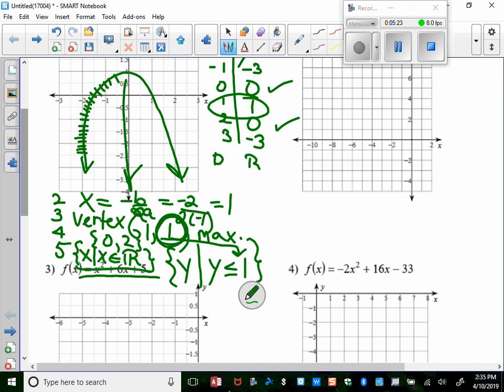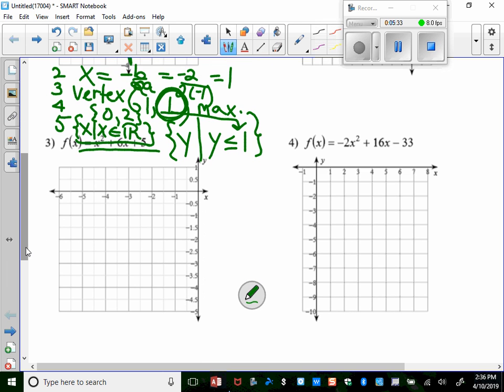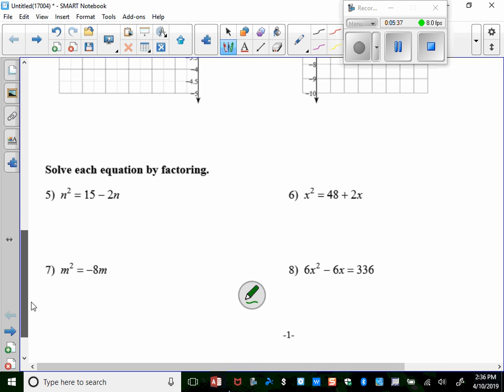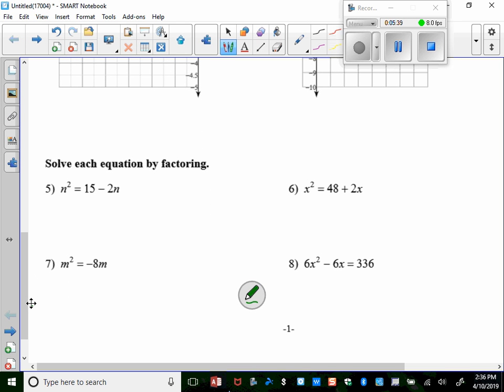The domains are all reals if it's going up or down. It doesn't matter. Okay? It's going to be all reals if your parabola is going up or down. All right, so I'll save number 2 for you because you're going to just follow what I did here and that one. All right, so let's go to factoring.